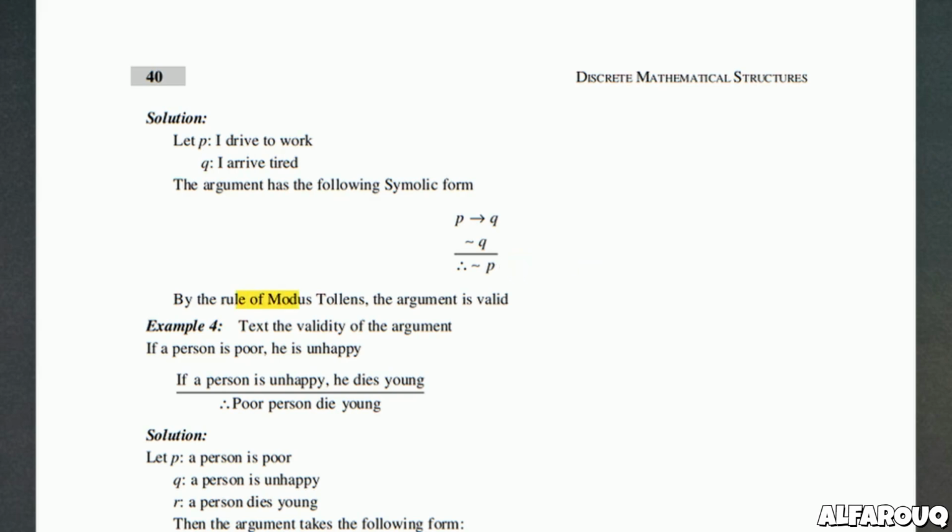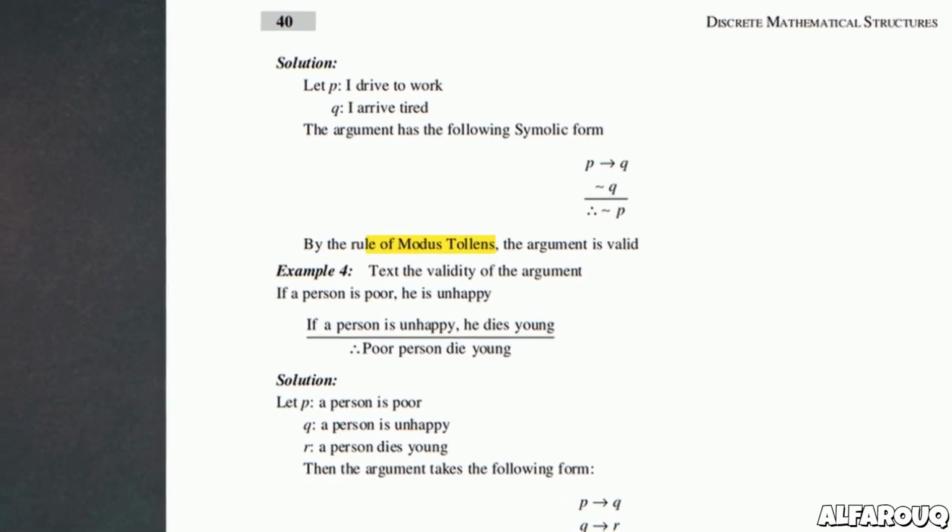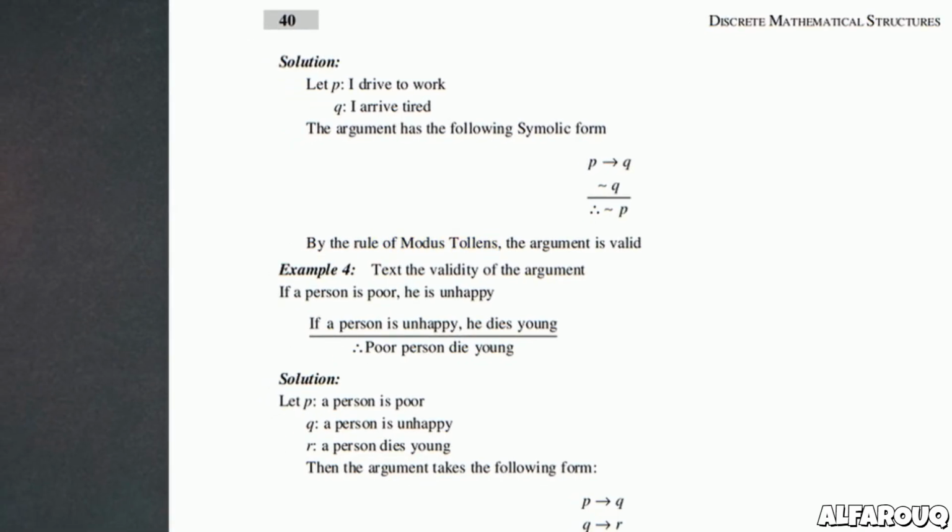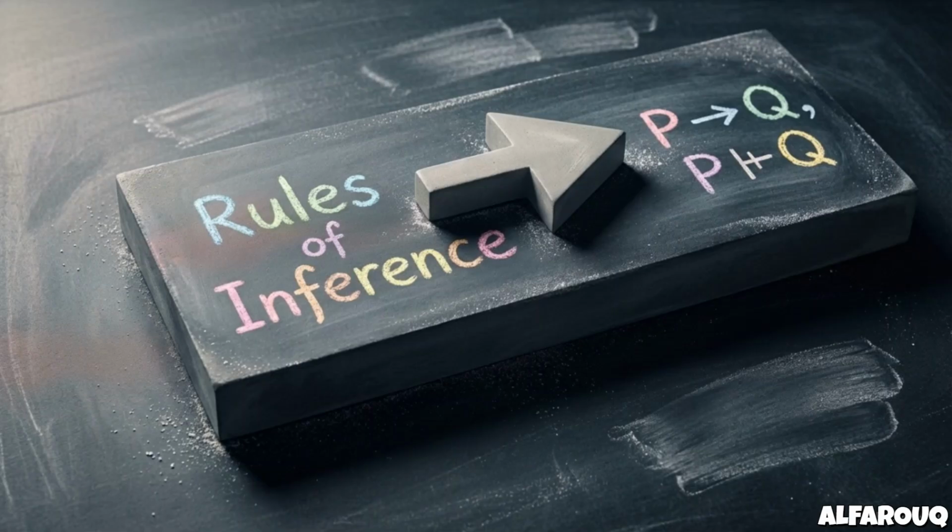Notice the text explicitly states the rule used to get there. Every step must be justified by citing an established rule of inference, in this case, modus tollens. A formal proof centers on citing the specific, unshakable rule that justifies every single step in the progression.